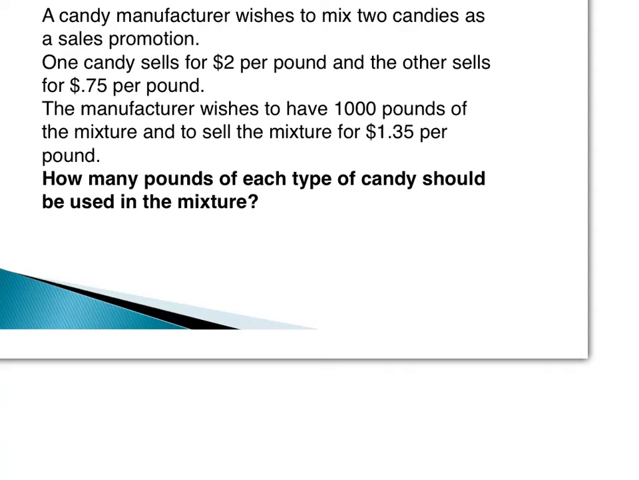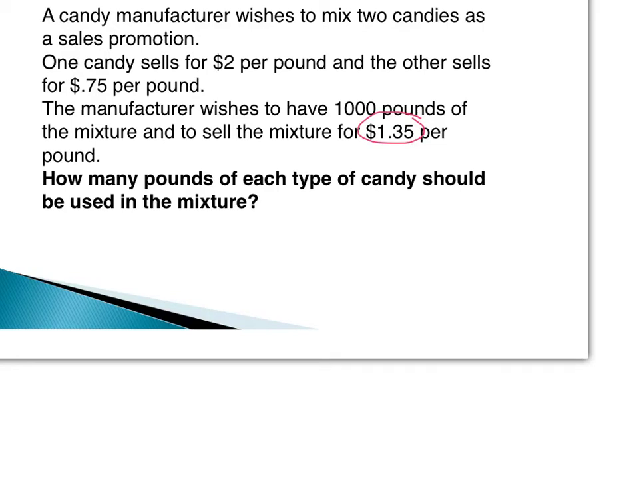In these next few videos, we're going to explore mixture problems. Now in this one, we're dealing with a candy manufacturer that wants to basically create a mixture of two candies together and wants to sell it for a certain cost. In this case, $1.35 per pound. That's an important piece of information.